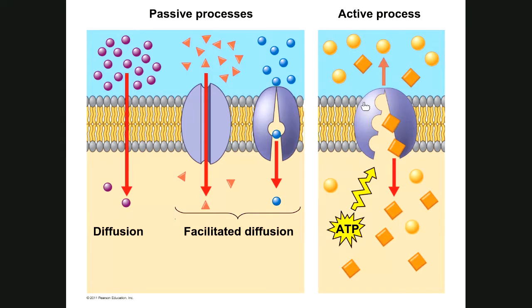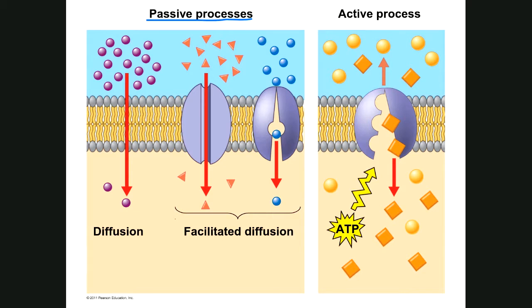The reason why active processes always require ATP is because it's the carrier protein that's using that energy. This carrier protein cannot perform a type of membrane transport called an active process, or you'll come to know it as active transport, unless it has the energy to do it. Now, for passive processes, this is what we're going to focus on the most for this chapter. We'll visit active at the very end, but the majority is on passive.